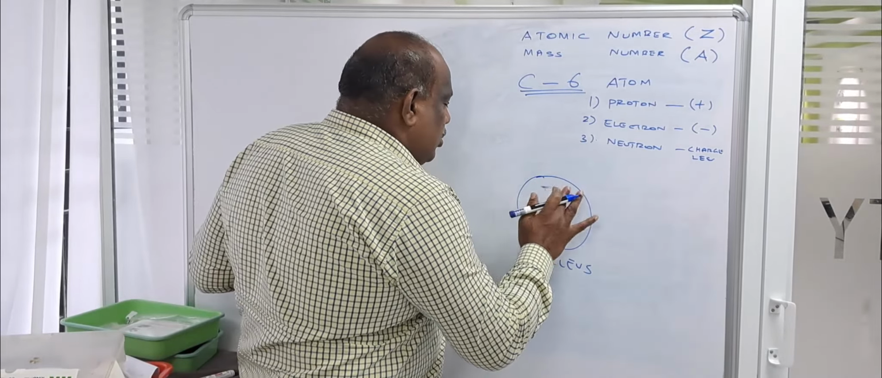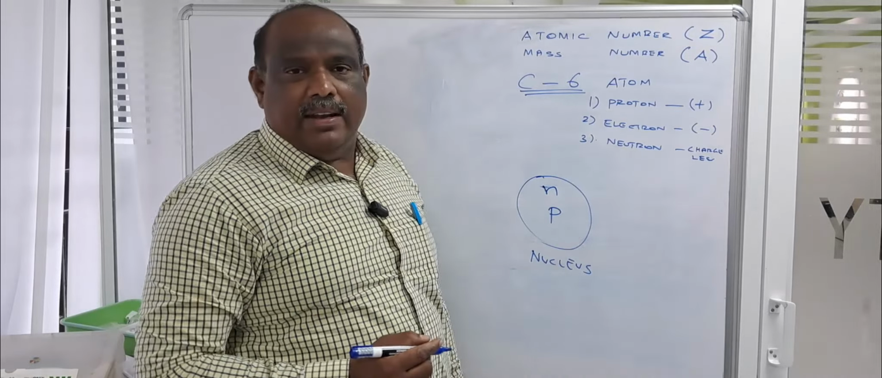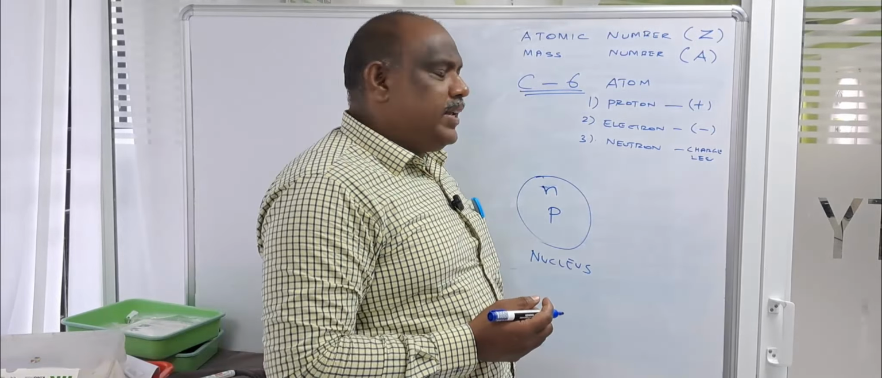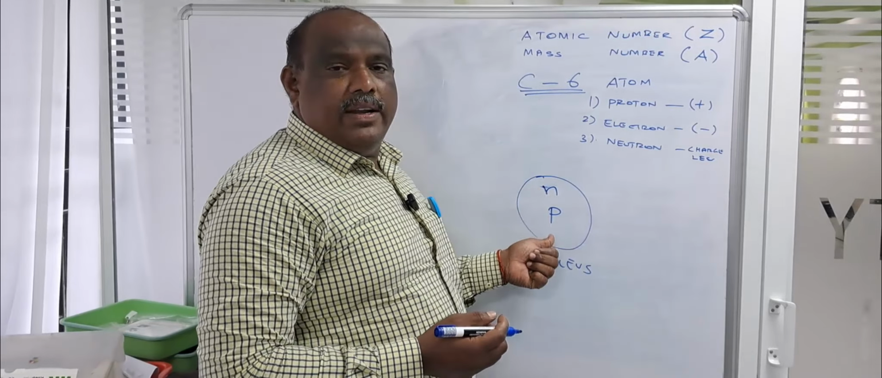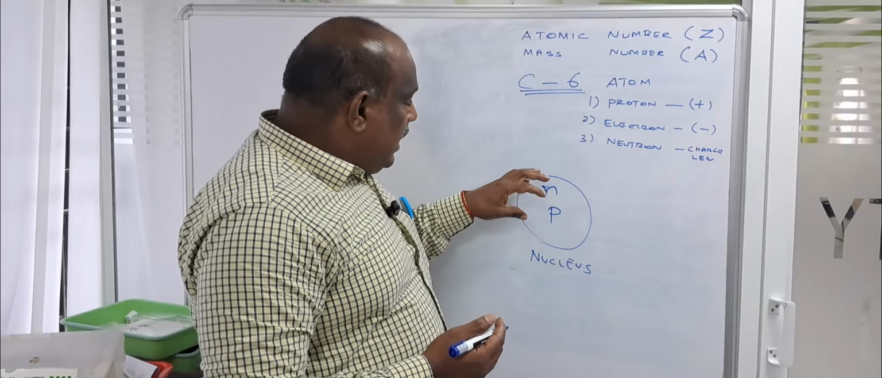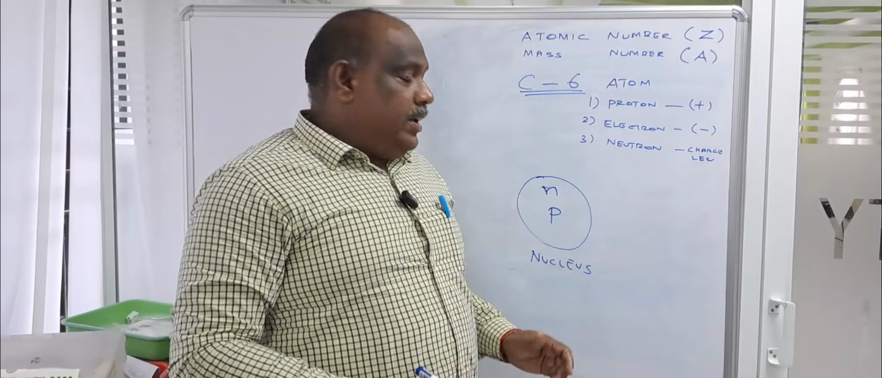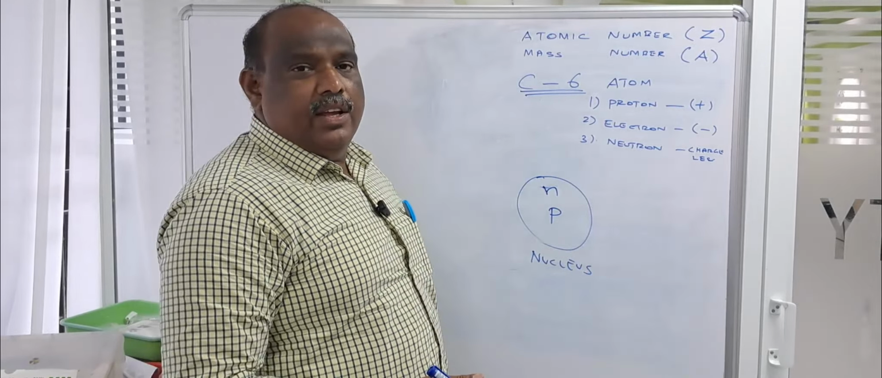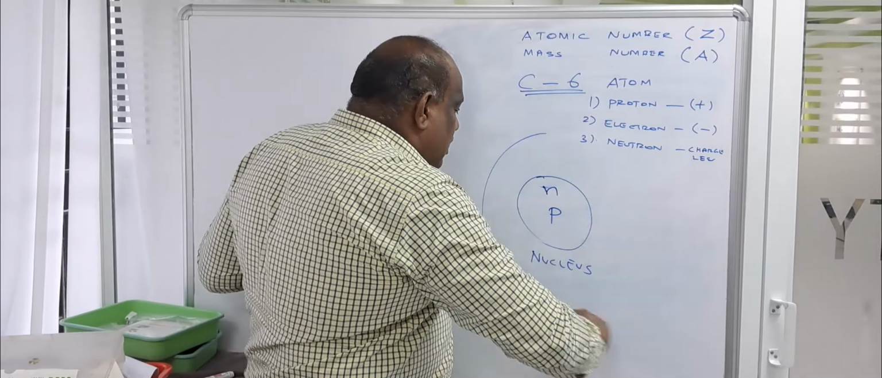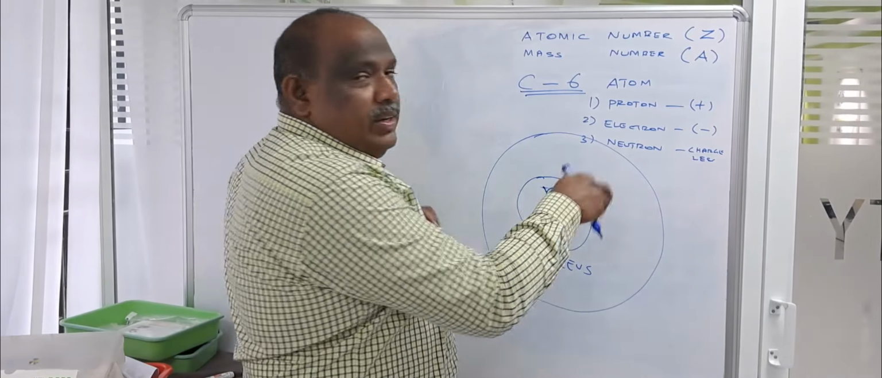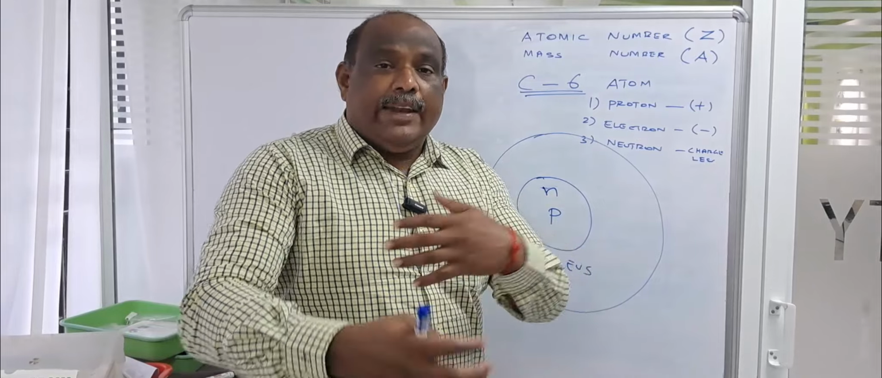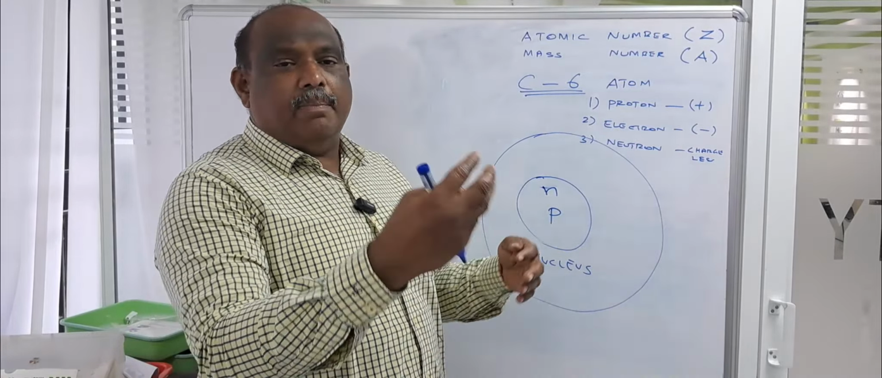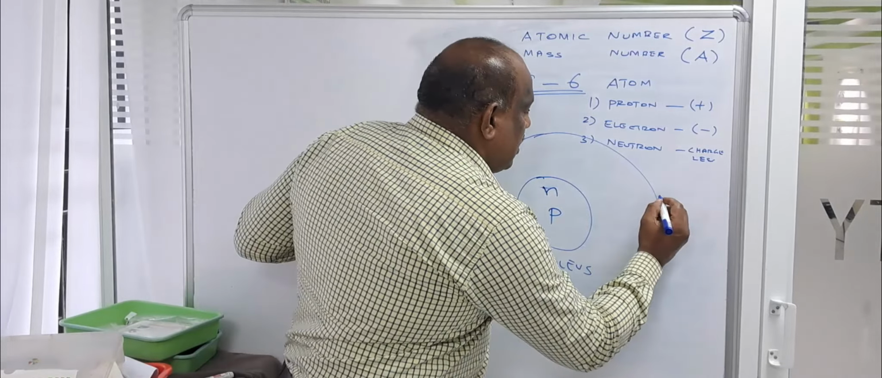It's a general convention to use small n rather than capital N for neutron. If you are using capital N, it's also not a mistake, but the general convention is small n and p. Neutrons and protons will be found only inside the nucleus, whereas electrons will be roaming around the nucleus in a particular orbit, and hence these are called orbits.